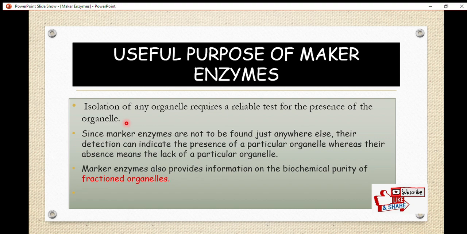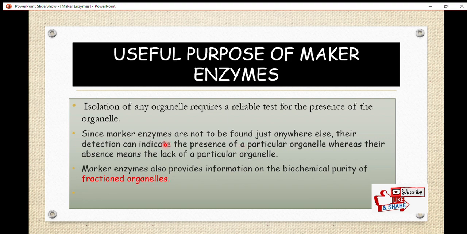Since marker enzymes are not to be found just anywhere else, their detection can indicate the presence of a particular organelle. Like I said earlier, marker enzymes are specific and can only be found in a particular organelle. When we take the nucleus, for instance, we have nicotinamide nucleotide adenylyl transferase, and this marker enzyme is only present in the nucleus. So its detection can indicate that there is a particular organelle called what? The nucleus. Whereas their absence means the lack of a particular organelle. So when we get nicotinamide nucleotide adenylyl transferase, then we can assume or predict that there is what?